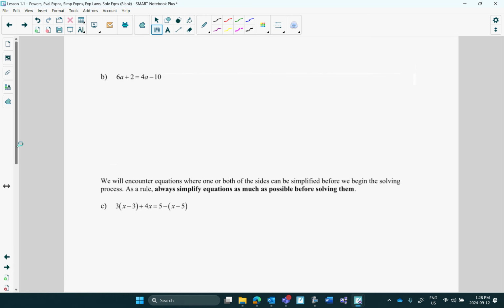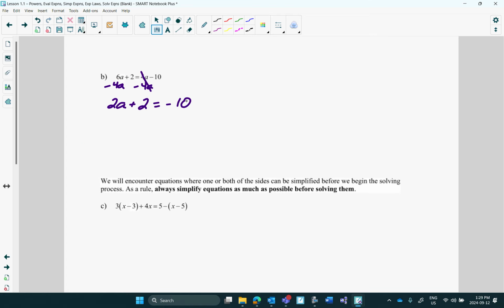What about when we have this? We've got variables on both sides. We did ones like this. You combine the variables together, so you subtract 4a on both sides. We want to bring the a's together on one side, taking the 4a away from the right, bringing it to the left. And then you get 2a plus 2 equals negative 10.